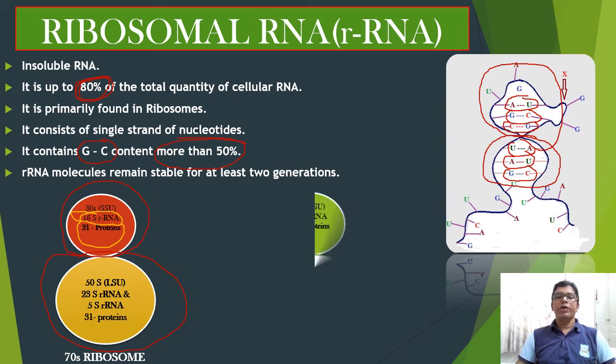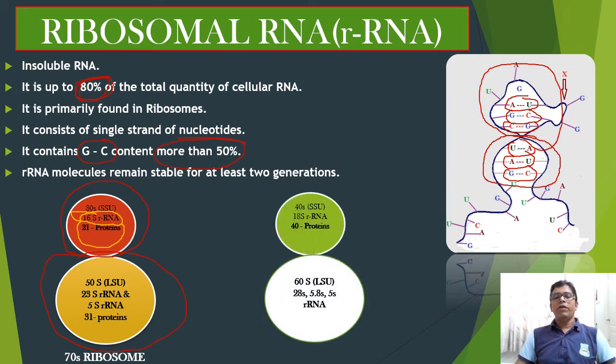Coming to eukaryotes, where ribosomes are 80S type of ribosomes. 80S type of ribosomes are present in eukaryotic cells. The 80S ribosome is composed of two subunits: the small subunit, SSU, and the large subunit, LSU. The small subunit is 40S type and the large subunit is 60S type.